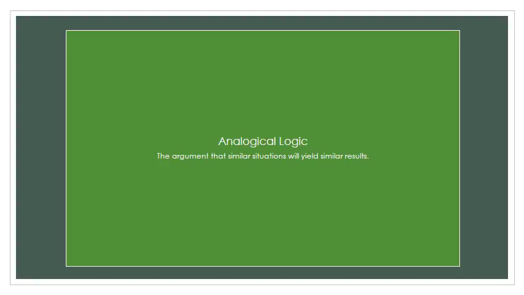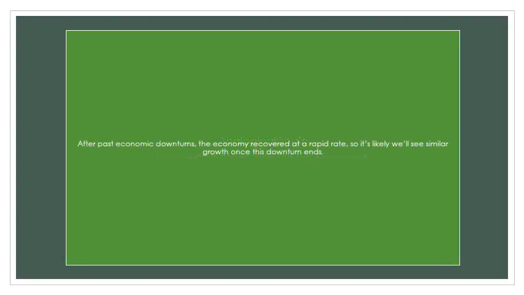Now, there are some different types of inductive logic, and the first one of those is analogical logic. And now, if you remember back to your SAT or ACT, the word analogy, this is the argument that two similar situations will yield similar results. I'll give you a nice example here. So after past economic downturns, the economy recovered at a rapid rate, so it's likely that we'll see similar growth once this downturn ends. The two similar situations are the economic downturns. We're presuming that we'll see similar results from this. Okay.